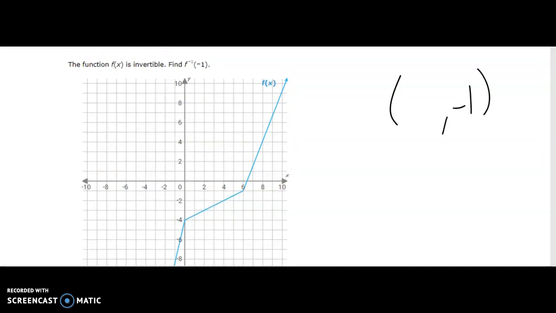So our y is -1. So I'm going to go down -1, and I'm going to find the blue line, or the blue graph, which is right there. So how do I get there? 6, -1. So 6 is your answer.